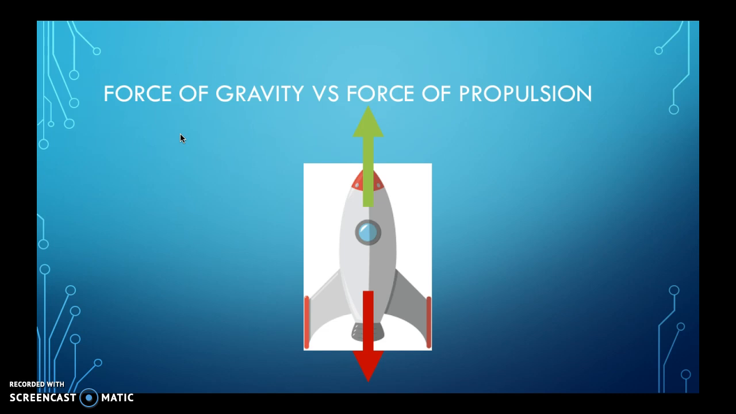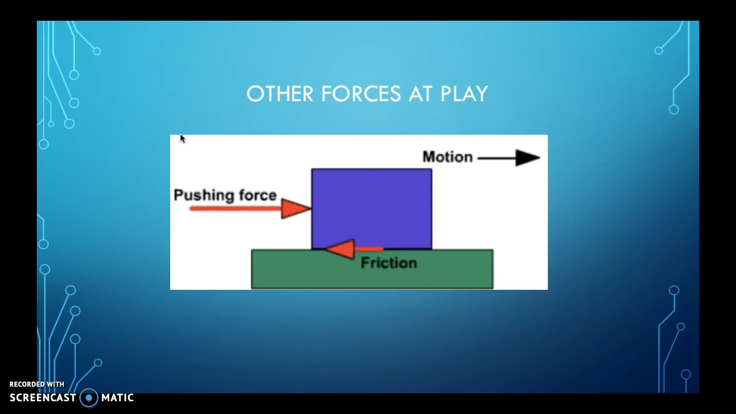So again, in order to get your rocket off the ground, you're going to have to produce enough force to overcome the force of gravity. Okay, and we'll talk about how you will figure that out here in a second. Okay, so gravity is not the only other force at play in this. Okay, there will also be a friction force.